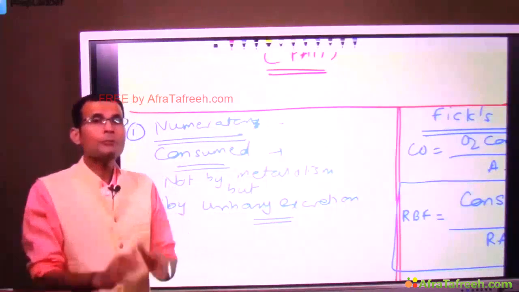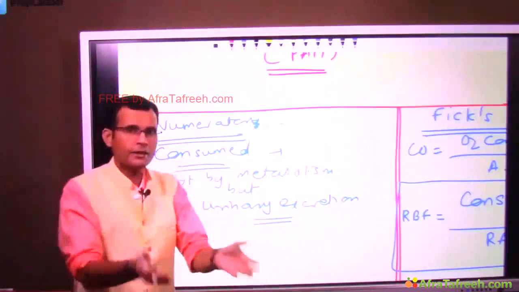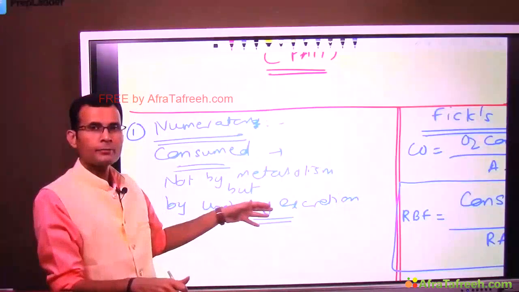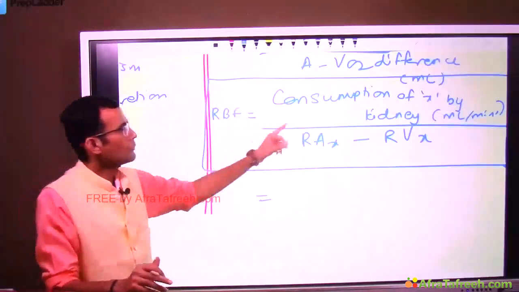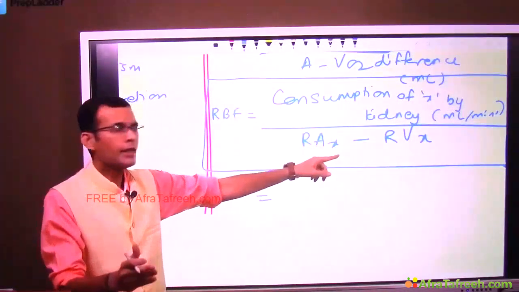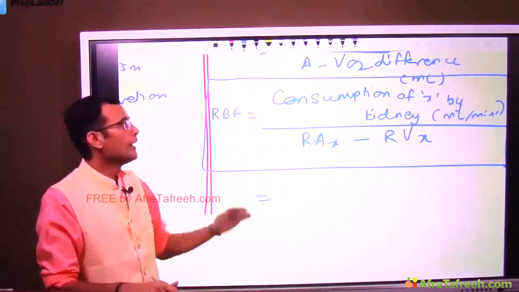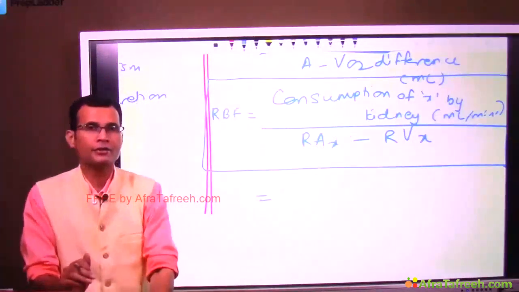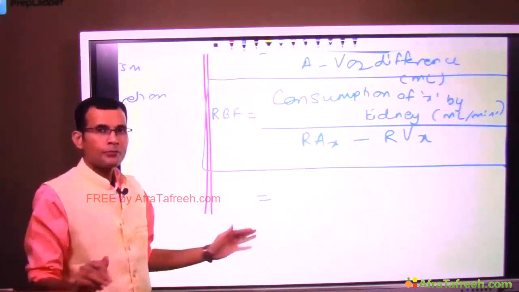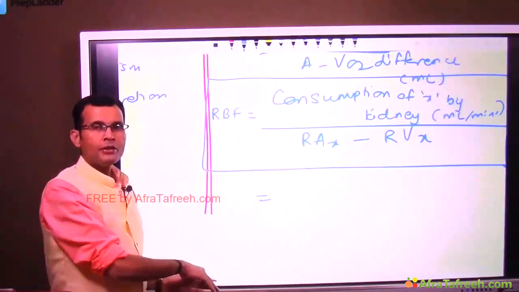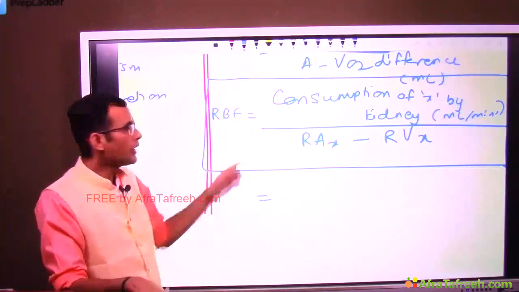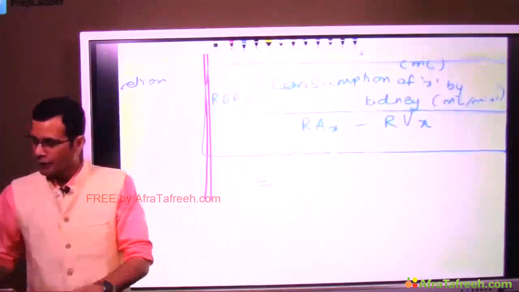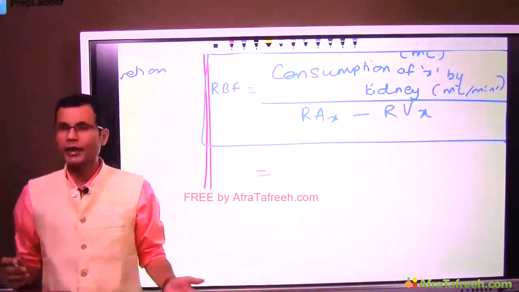So that should be one property in that substance X. If that is the property followed by X, then in this fixed equation, the numerator, consumption of X by the kidney per unit time, will be the same as its urinary excretion rate, because the substance is being consumed by the kidney by excreting it out into the urine. So consumption of X by the kidney will be the same as its urinary excretion rate.